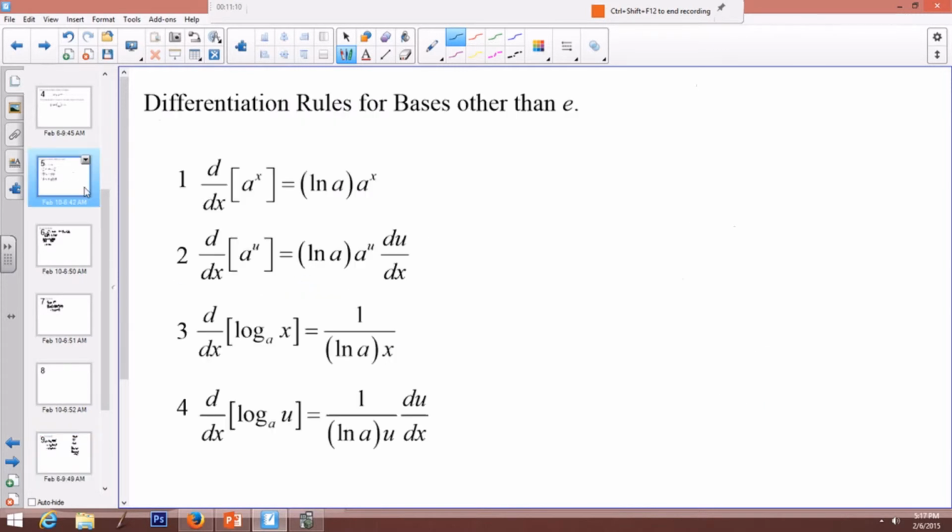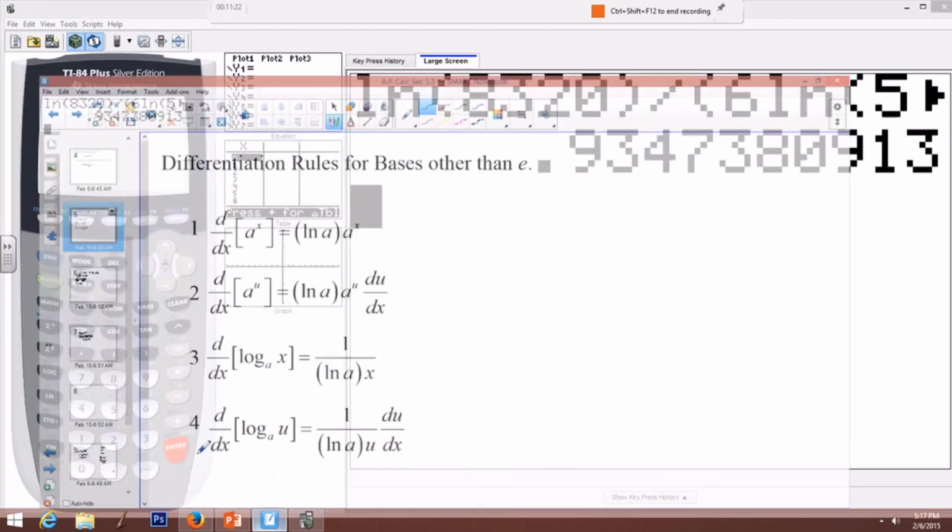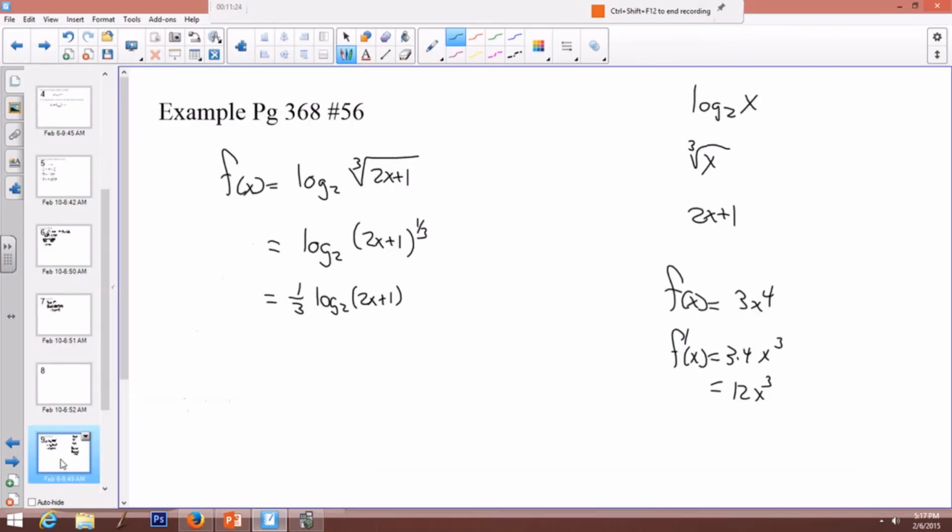So now I go back to those rules and notice again, I have the chain rule, I have this composition of functions, I've got log base whatever times some function. So it's going to be 1 over the ln of that base. So in the one that we have here, it'll be 1/3, we leave it alone, and then it is the 1 over the ln of whatever that base is. In this case it was 2.